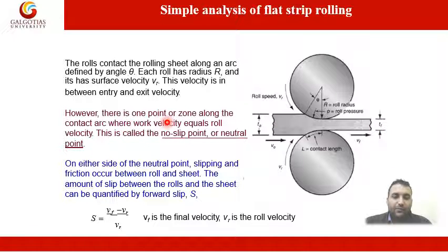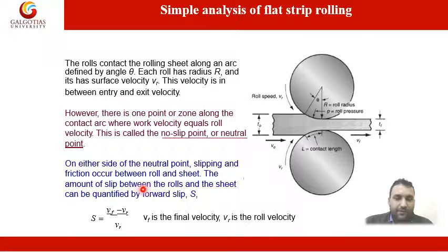However, there is one point or zone along the contact arc where the work velocity equals the roll velocity. This is called the no slip point or neutral point. On either side of the neutral point, slipping and friction occur between the roll and sheet.